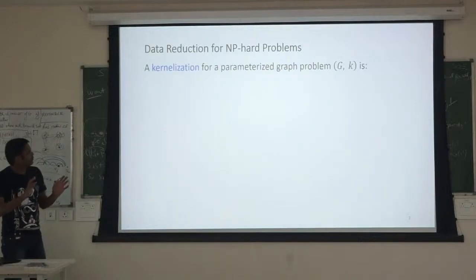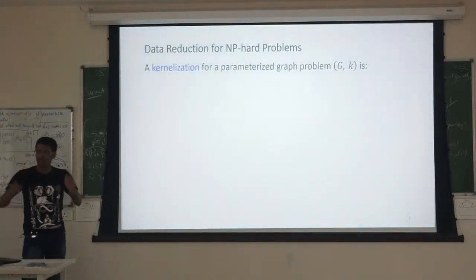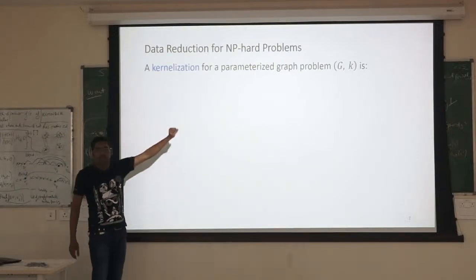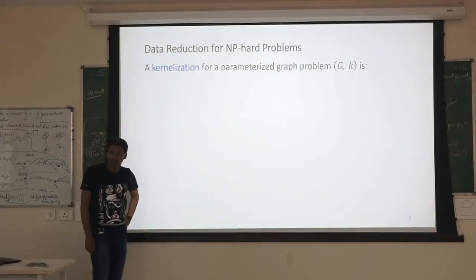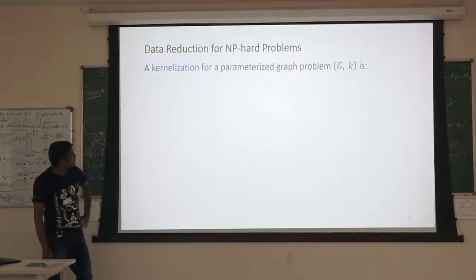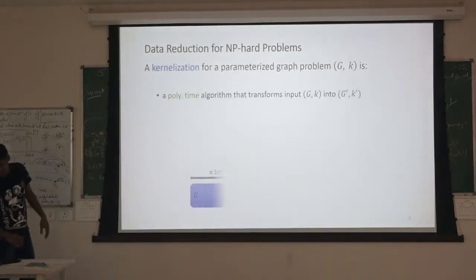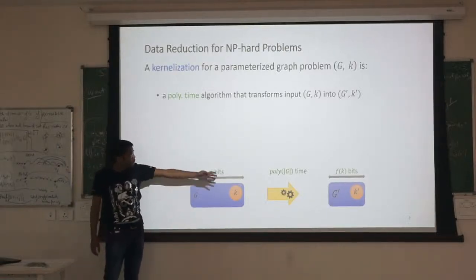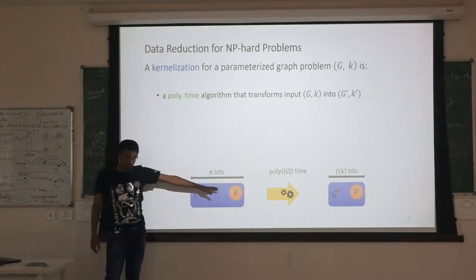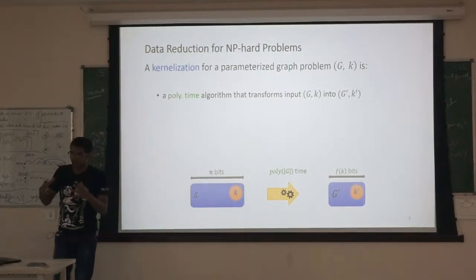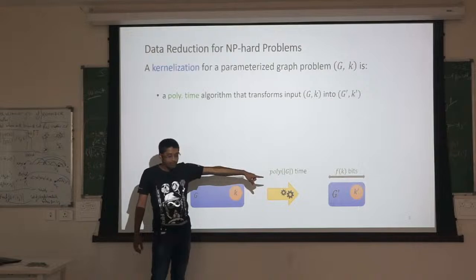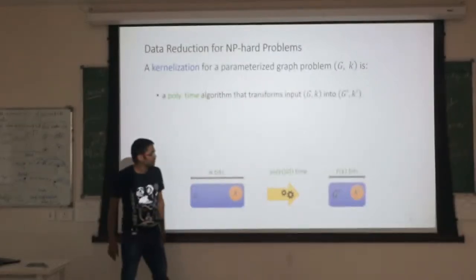So kernelization for any parameterized graph problem, think of your favorite problem. Suppose vertex cover. You have a graph G and you want to find whether there is a vertex cover of size k. It's an algorithm, first of all, and the algorithm takes polynomial time. Given any graph G where you are looking for a solution of size k, you shrink it to a smaller graph in polynomial time, where the size of this reduced graph G prime is now bounded by some function of k.